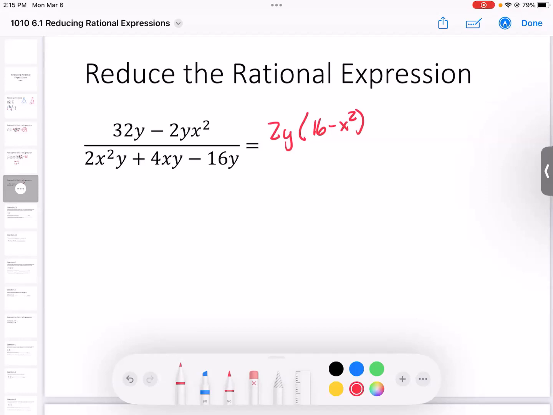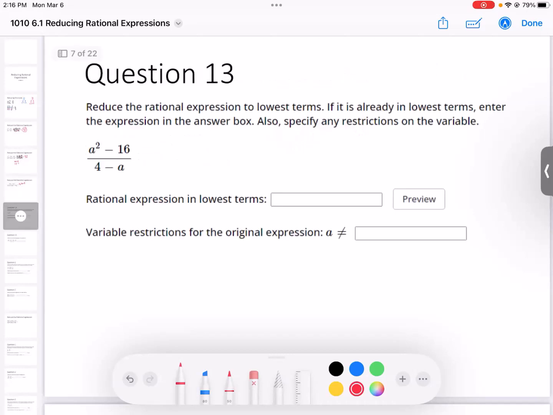So that's pretty much it for your lesson. I have a couple examples that I thought might be helpful to go through. So if you want to open up your homework, I'm going to start on question 13.